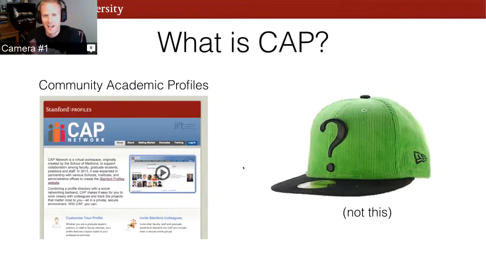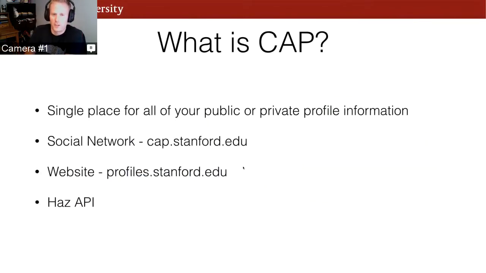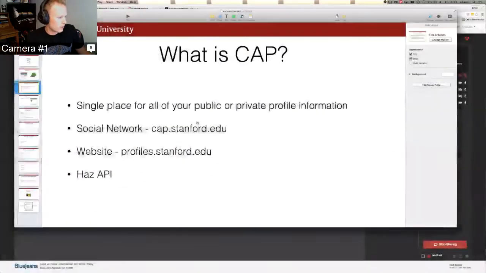I get it. So CAP stands for Community Academic Profiles. It's a single place for all of your public and private profile information. That's sort of the nutshell version of it. It's also a social network, it's a website, and it has an API. So it's a lot of things. So we have cap.stanford.edu, profiles.stanford.edu, and an API behind api.stanford.edu. I'm going to do a quick toggle out of this so I can walk over.